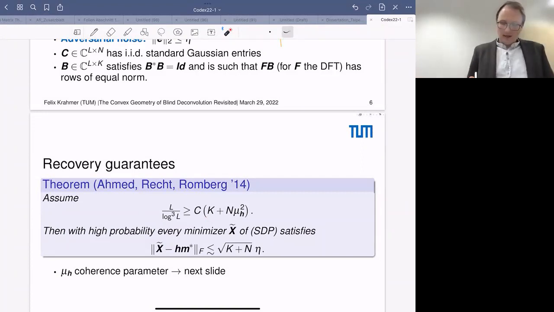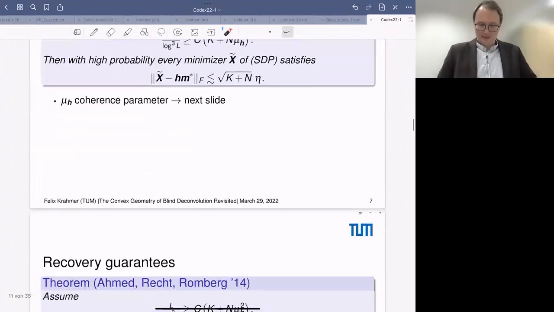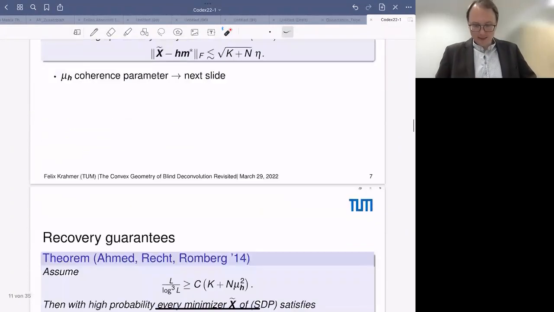And then if you look at this reconstruction condition, what they show is also very nice, because if you think of, let's say, eta is 0, we have no noise, then the right hand side is 0, and we get exact recovery of our matrix via this method. And as I said, let's talk a little bit more about the coherence.